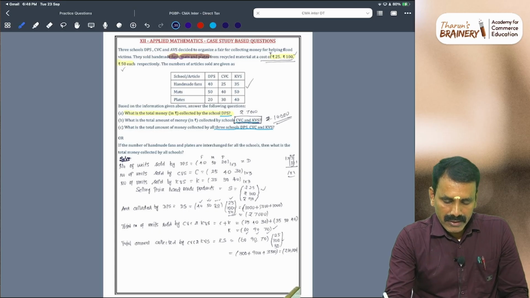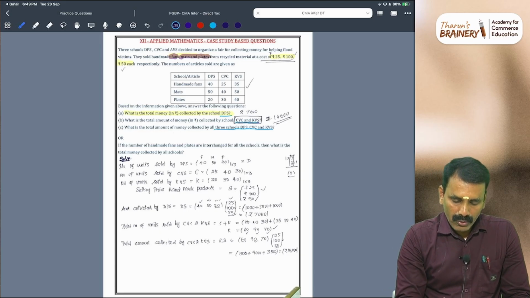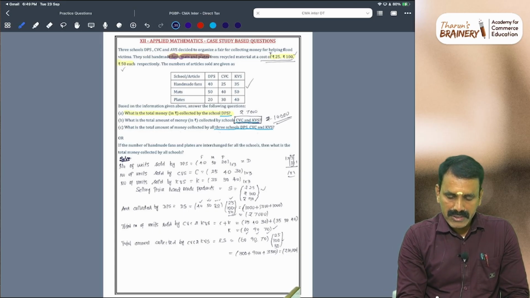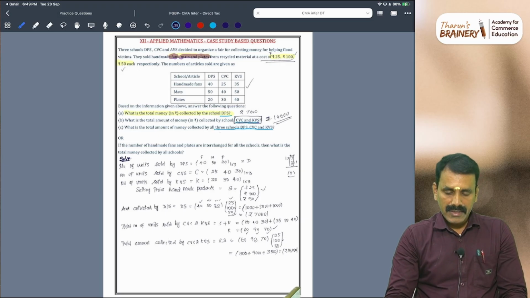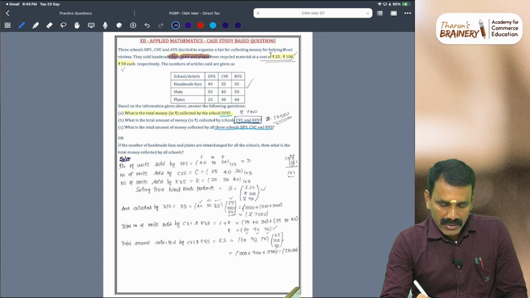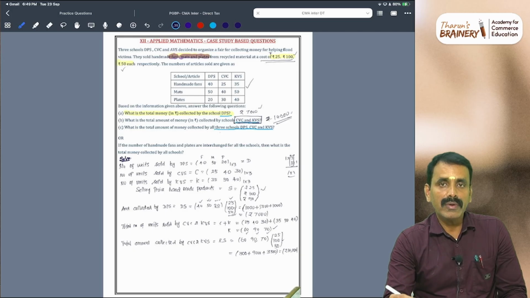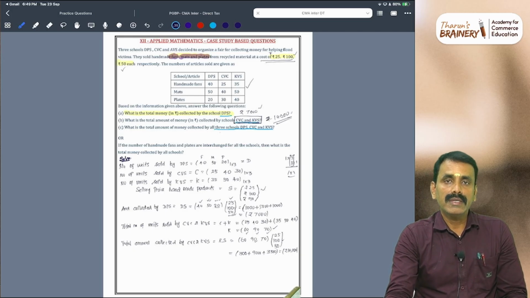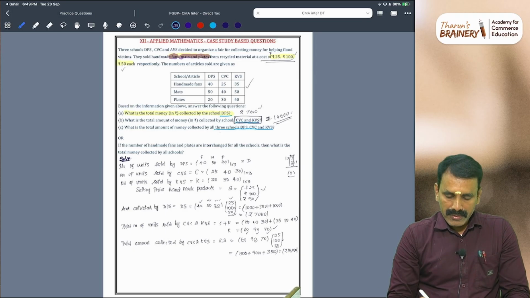Now we are going to calculate the third question. In the third question, what is the total amount of money collected by all the three schools, DPS, CVC and KVS? Is it clear? We have already calculated the amount collected by the school DPS, and the total amount collected by CVC and KVS. So two values have already been found. Is it clear?